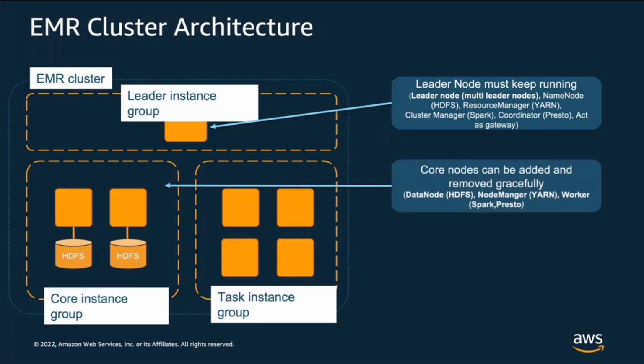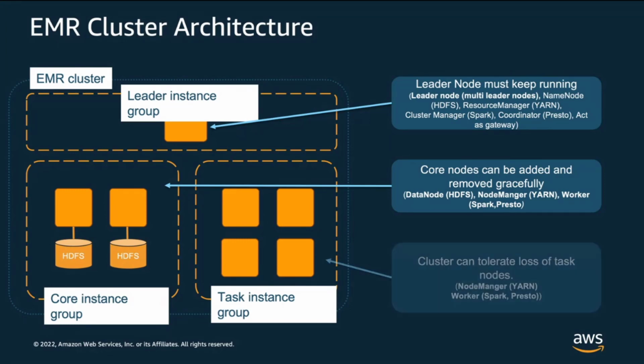The next point is that we have core nodes, which you can add and remove gracefully, and you can use them to increase the compute capacity. Here you have data nodes, node managers, and worker nodes specifically. We always advise our customers to use on-demand, or a mix of on-demand and spot instances, in core nodes, so that they can benefit from spot instances, which are cost effective. We're going to cover those in our future slides.